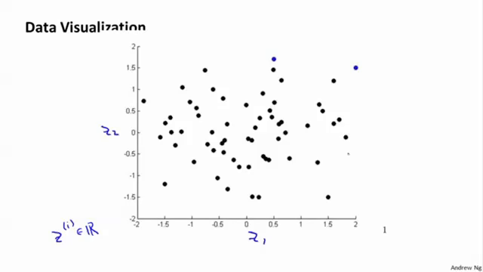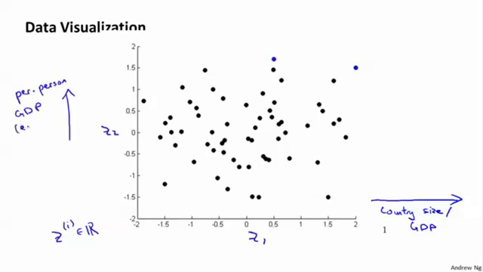We might find, for example, that the horizontal axis, the z1 axis, corresponds roughly to the overall country size, or the overall economic activity of a country, so the overall GDP, the overall economic size of a country. Whereas the vertical axis in our data might correspond to the per person GDP, or the per person well-being, or the per person economic activity. And you might find that given these 50 features, these are really the two main dimensions of variation.